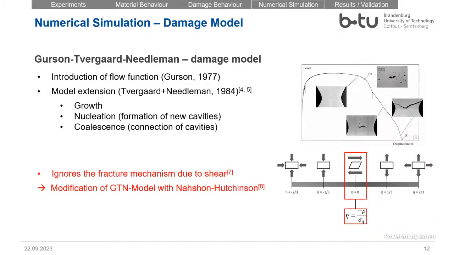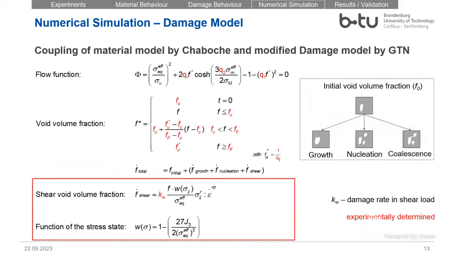The normal Gurson-Tvergaard-Needleman model does not take into account shear loading. That means when we have a small stress triaxiality, it would not be taken into account. And here we use the modification of Nahshon and Hutchinson, where they add an additional equation. You can see here the shear factor, and inside the shear factor there is one new parameter called KW.